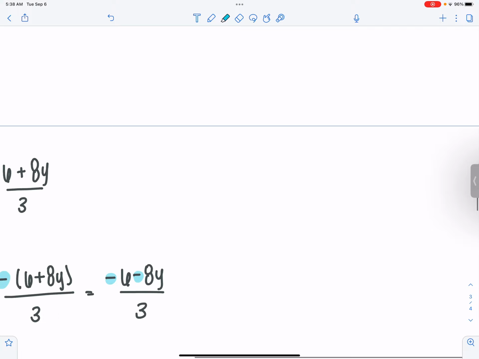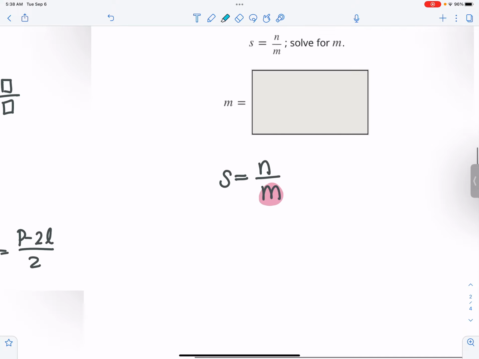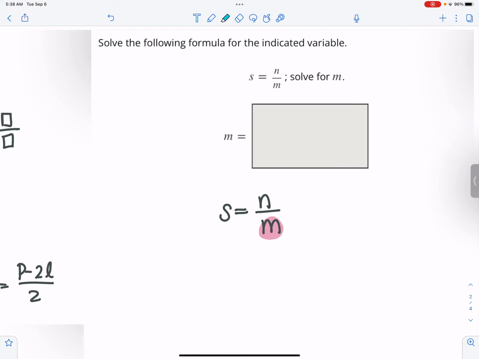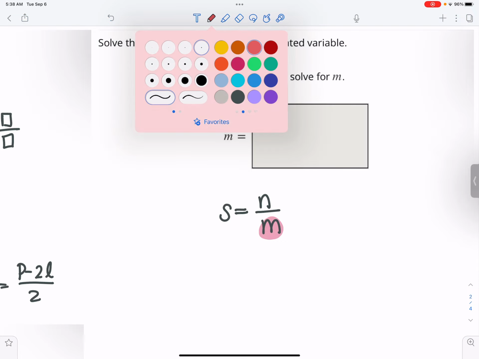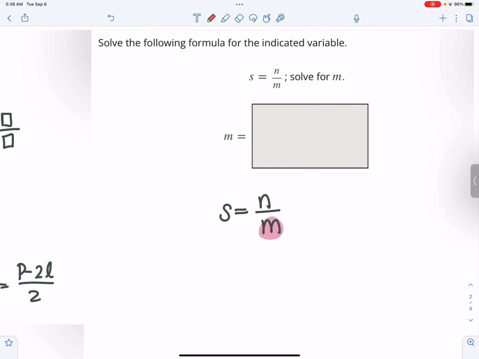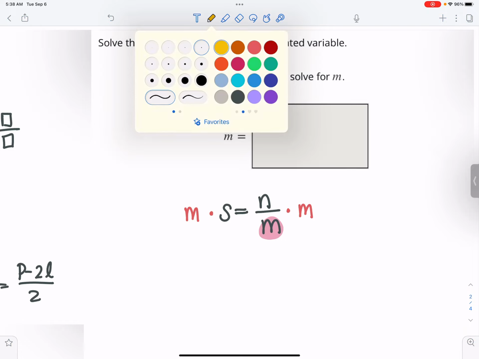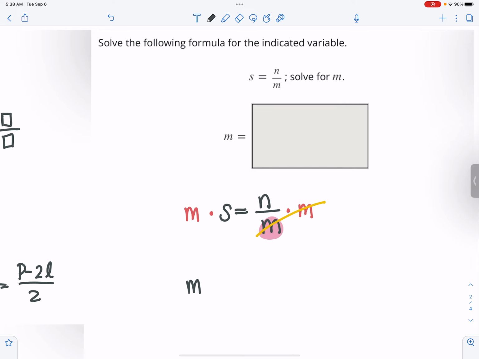And then the last one, solve the formula for the letter M. In this case, S equals N divided by M. This one looks a little bit different than the others. I need to get M out of the fraction. So to undo divide by M, I'm going to multiply both sides by M. That's going to make those cancel, and now M is out of the denominator. So now I've got MS equals N.